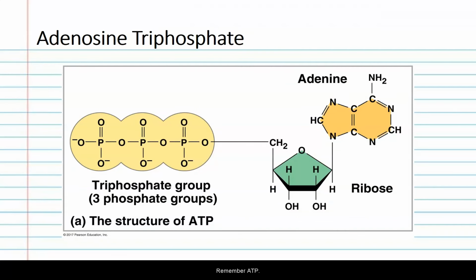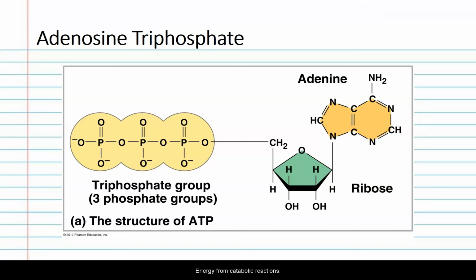So remember, ATP, it is adenosine triphosphate. It has three components to the molecule. It has a sugar, ribose, adenine is the nitrogenous base, and there on the left-hand side of the molecule, you have the triphosphate group, right? Three phosphate functional groups in a row.